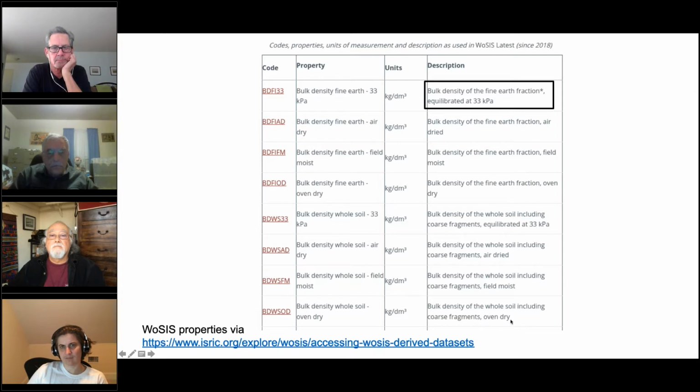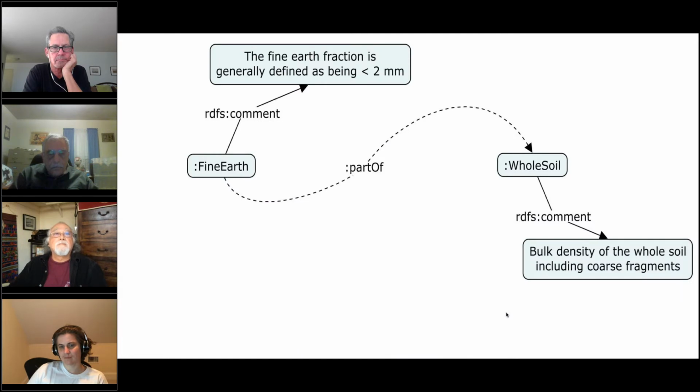So if you go to the next slide, Mark, please, and the next one. Yeah, thanks. So I really wanted to just highlight this area and see what I could pick apart. So obviously we have the notion of whole soil and fine earth. This time I put the comments as RDF comment, which is just a different way to capture natural language text in your model. It's not really restricted to anything, but for context I wanted to know what this was. And I also added the part of relation. I wanted to make sure that, at least my current understanding was that fine earth is a part of whole soil, and that's always true.